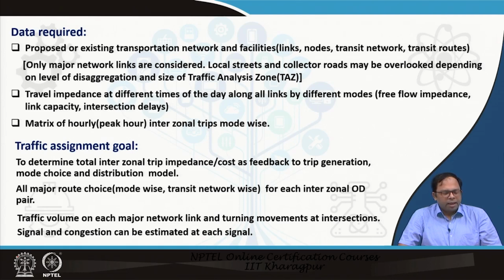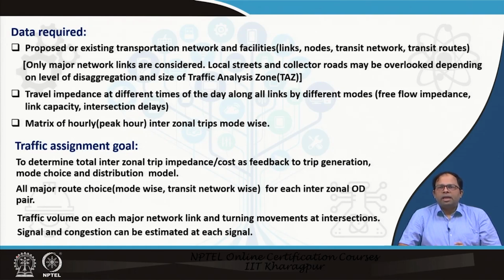So finally, traffic volume on each major network link and turning movements at intersections are also required. That means once we know the route choices, we will assign our traffic volume on each of these major network links, and when we do that, we will also get the turning movements at intersections. That means at each intersection, how many will go straight, how many will turn left, how many will turn right, and based on that, we will also determine the signal times. And when we know signal times and the arriving number of vehicles, we can also estimate congestion at each signal.